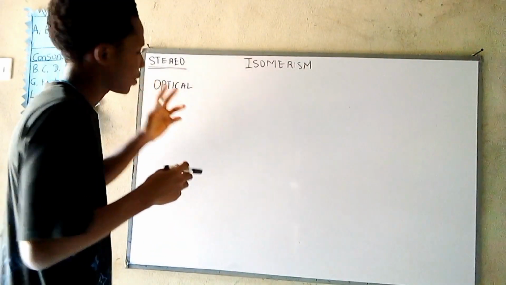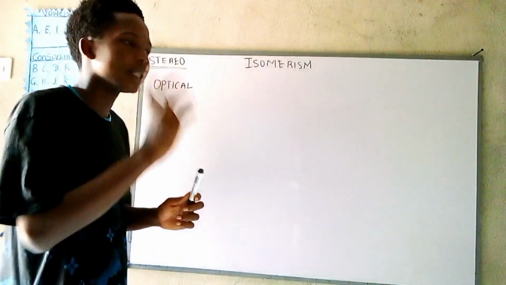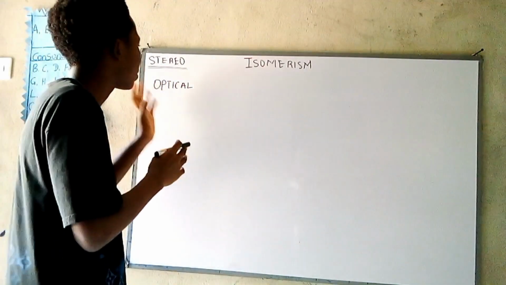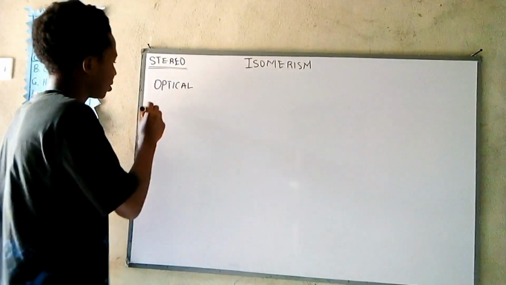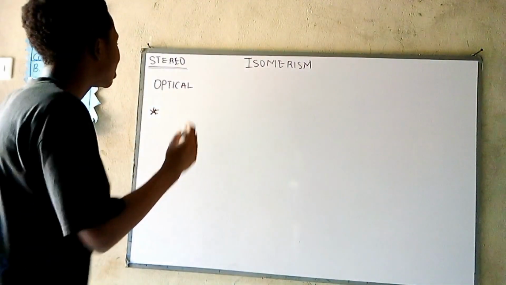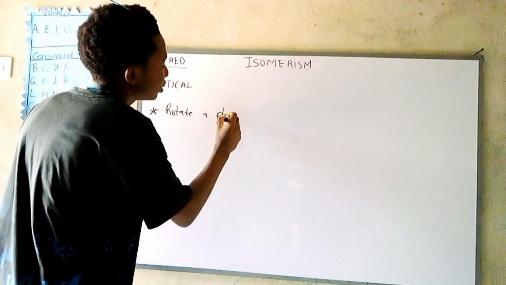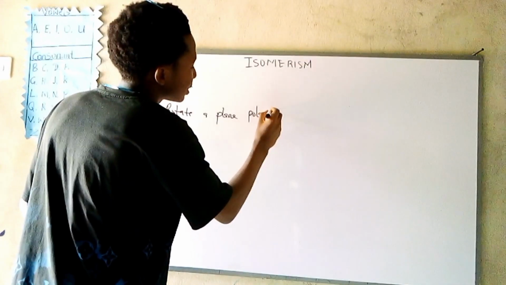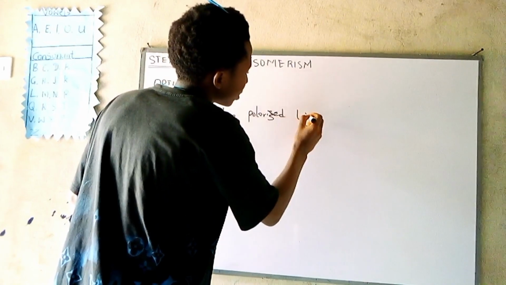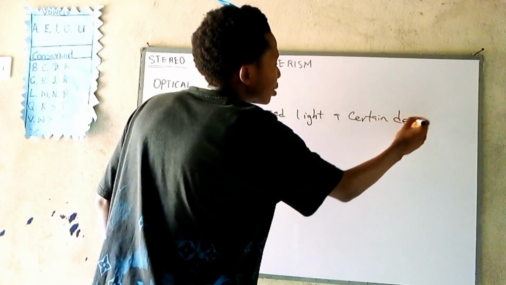Under stereoisomerism, what do we have to know about isomerism? I will give you 5 points which will make it very clear and easy to differentiate optical isomerism from the rest. First, for an organic compound to exhibit optical isomerism, it must rotate plane polarized light a certain degree. Alright?